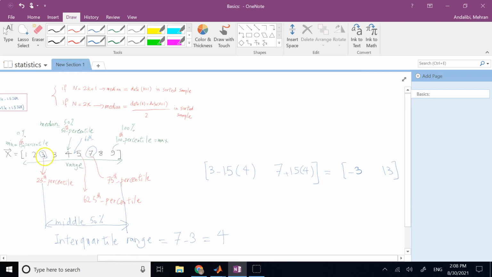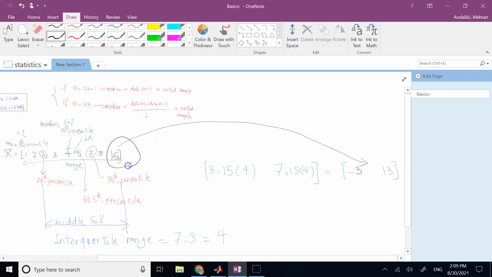Now, in this case, none of this data is outside the range, so I can call all of them what? An inlier, correct? But if I had some more data, or let's say instead of this 9, my data was like 15, then 15 does not belong to this range. So I would say 15 is the outlier in this data.